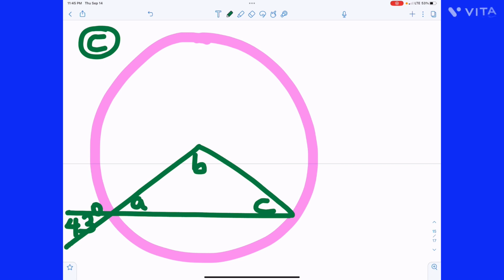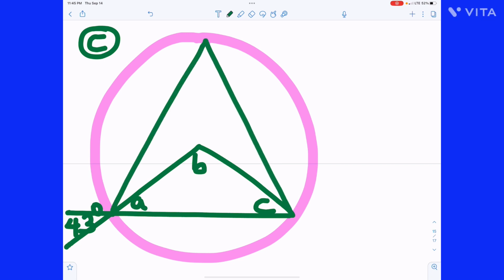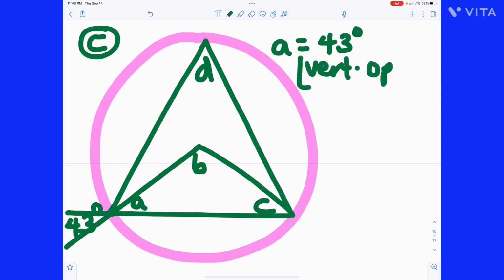43 degrees here. A, B, C, D. Okay, I think that's okay. Now, vertically opposite angles are equal. So A is 43. Vertically opposite angles.